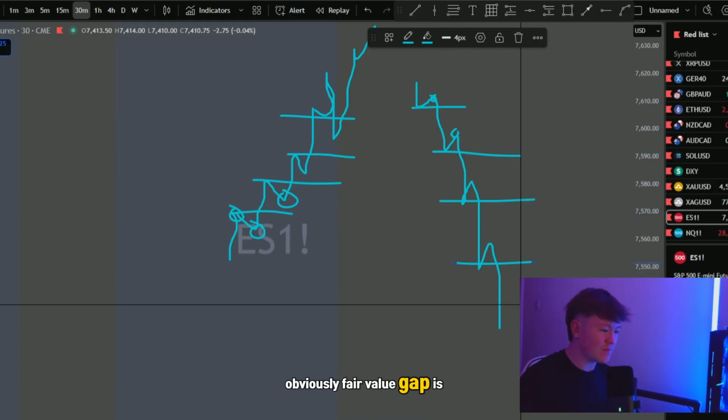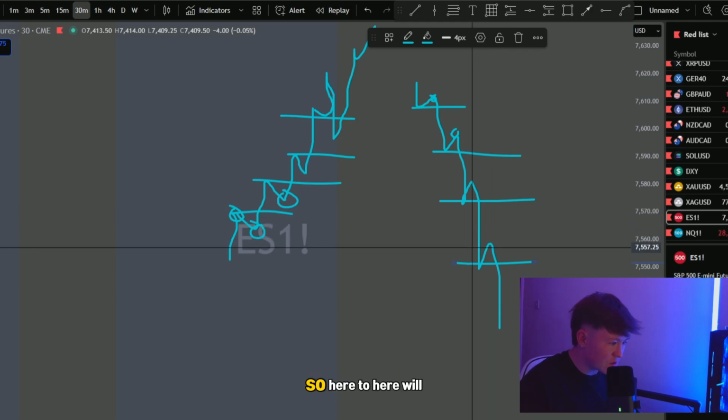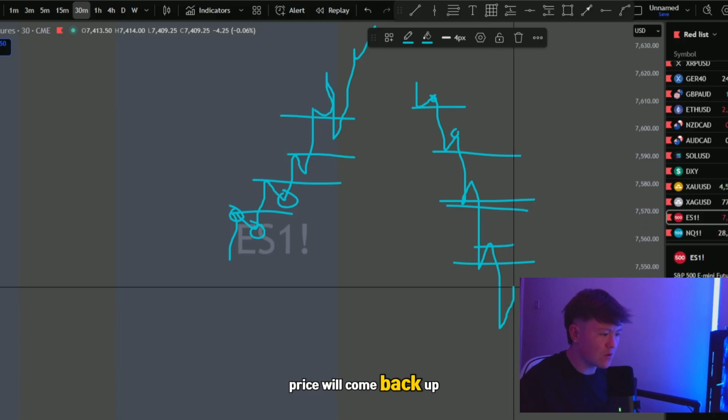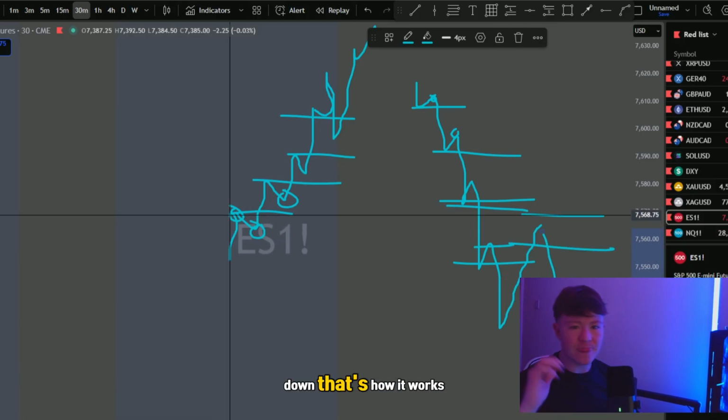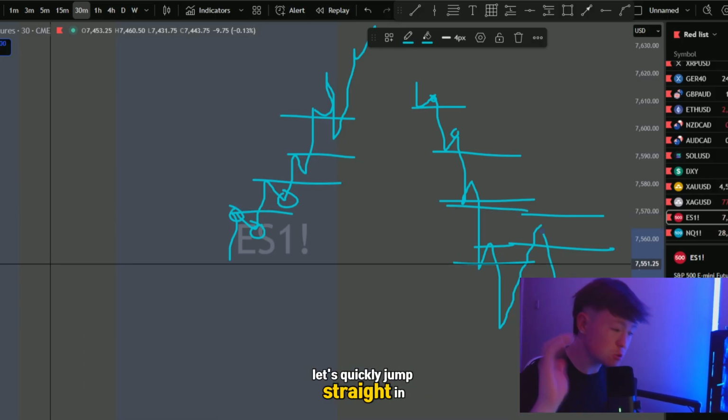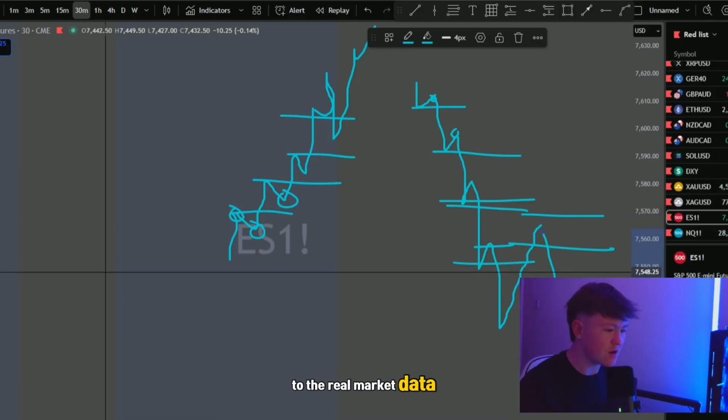Obviously, a fair value gap is a big gap in the market. So here to here will be the gap. Price will come back up, revisit this gap, and move down. That's how it works. Now let's quickly jump straight into the real market data instead of just drawing.